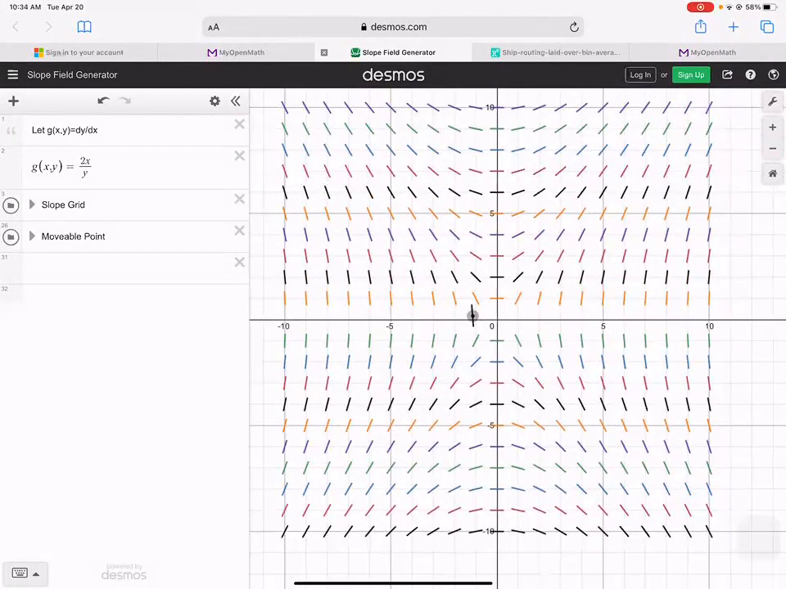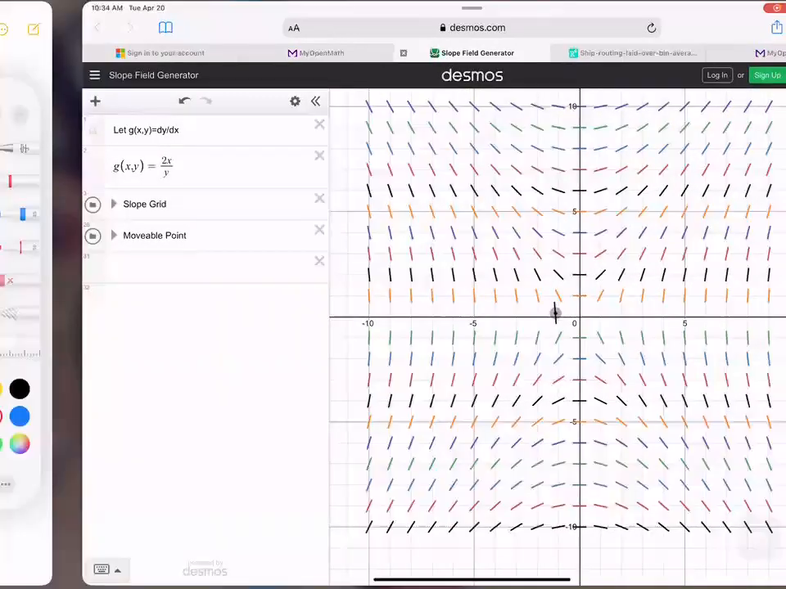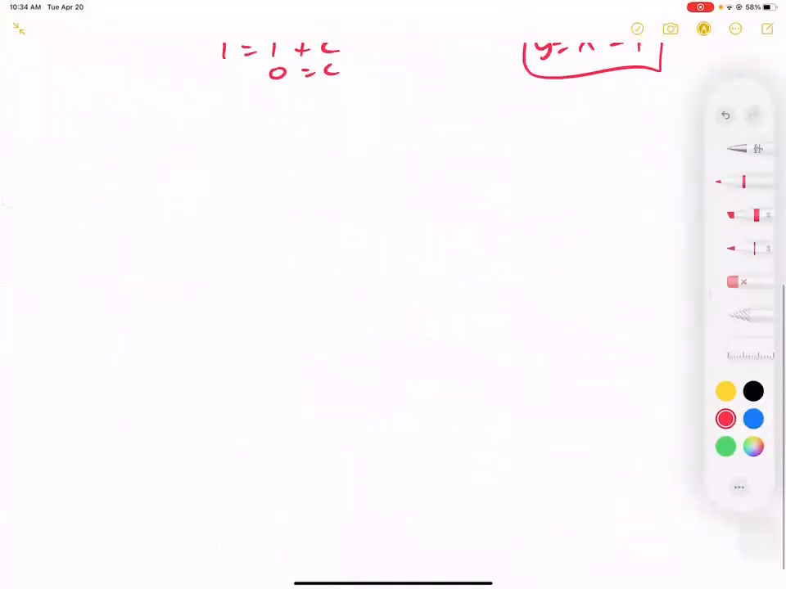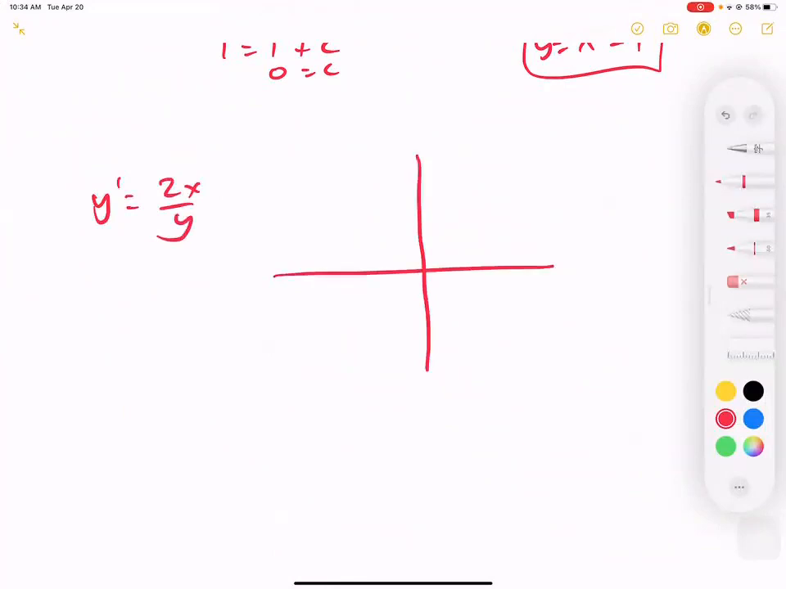Now for this problem, let's go ahead and graph this by ourselves without Desmos. And we'll use the same equation here. So if I say y prime is 2x over y, let's go ahead and graph 9 points. Okay, 1, 2, 3, 4, 5, 6, 7, 8, 9. And on the AP test, they will literally ask you to graph these dots. Like there'll be dots there, and you're just going to draw lines on them.